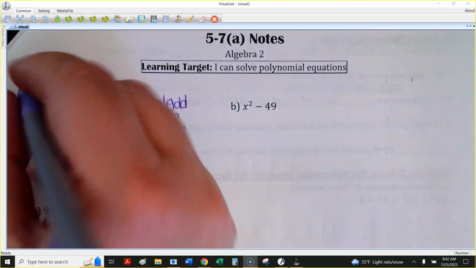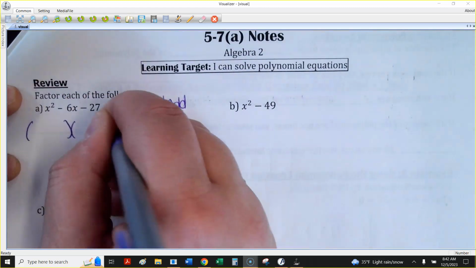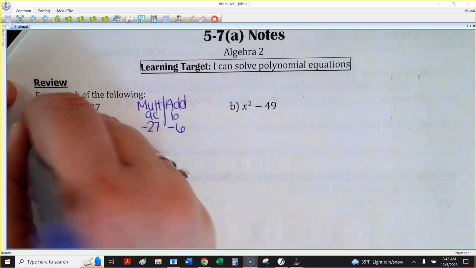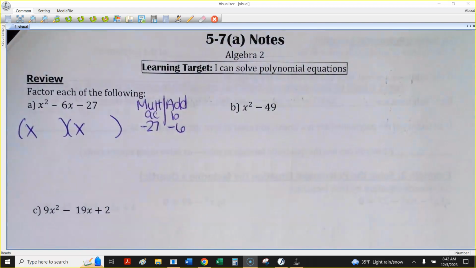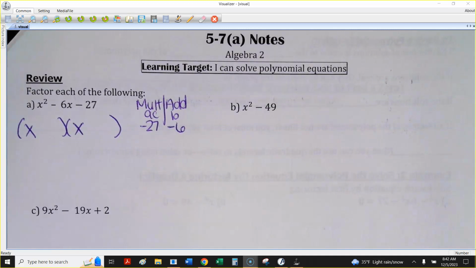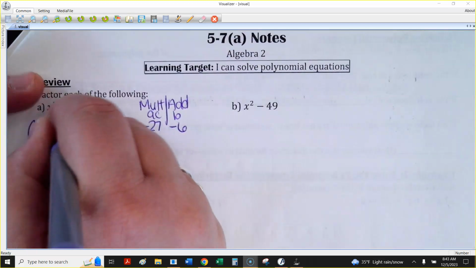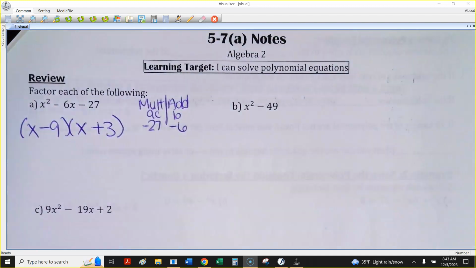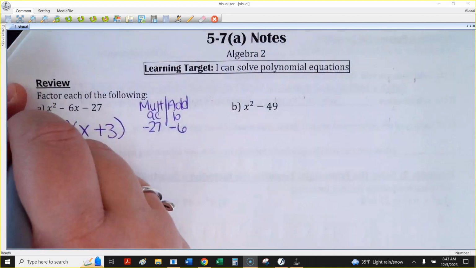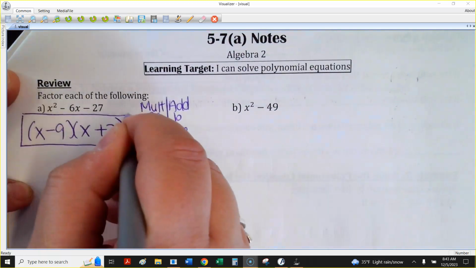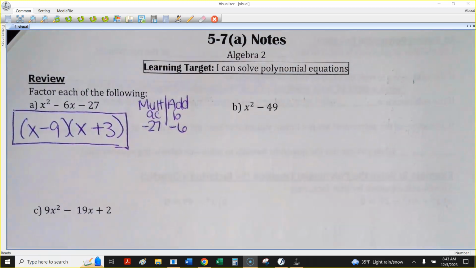Now, when you start your factors, you just take that first term and drop the squared and you put it at the beginning of each of the factors because x times x will give me x squared back. Can you guys think of two numbers when you multiply them, you'd get negative 27, same two numbers, you'd add them and it would give you negative 6? Okay, so just one of them's minus 9, one of them's plus 3. Negative 9 times 3 is negative 27. Negative 9 plus 3 is negative 6. That's your answer. That's factored form.